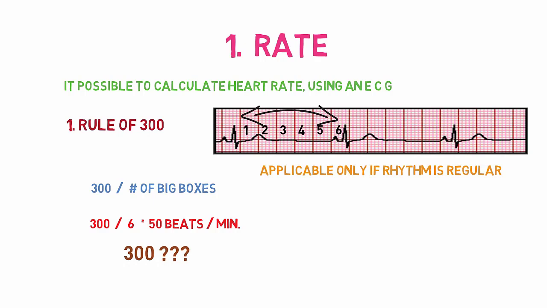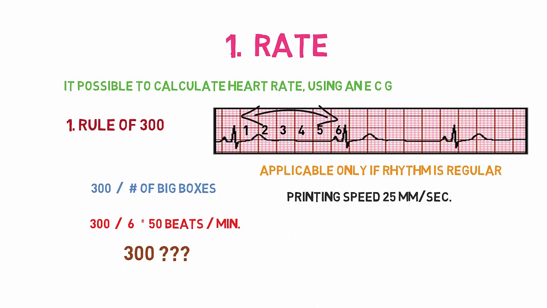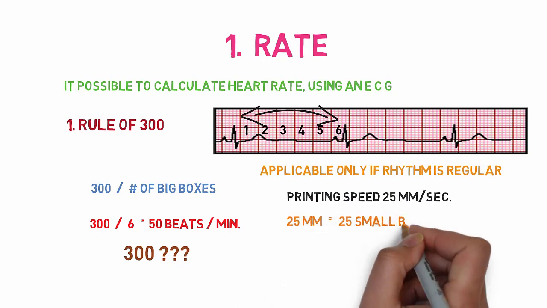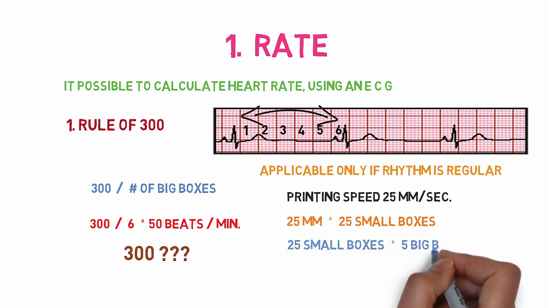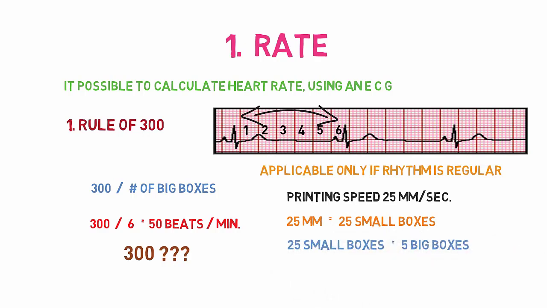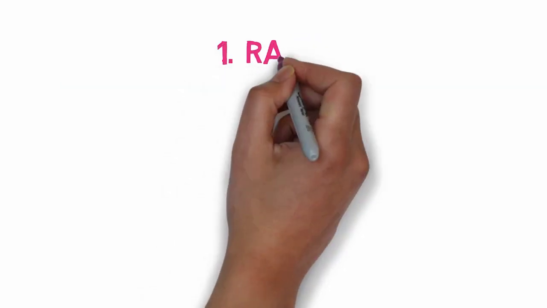Let us analyze it. We learned that ECG is printed at a speed of 25 mm per second. 25 mm is the same as 25 small squares. 25 small squares is the same as 5 big squares. When we multiply the number of big boxes printed in a single second by 60, that is, 60 seconds in 1 minute, we get 300. If the heart rate is within the range of 60 to 100, we can call it normal in rate.